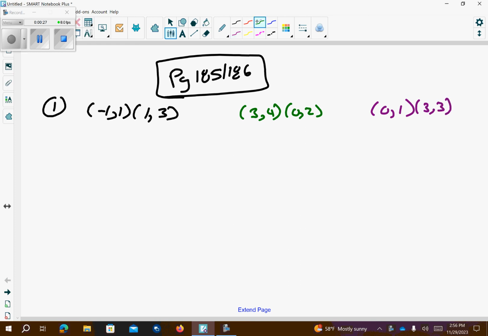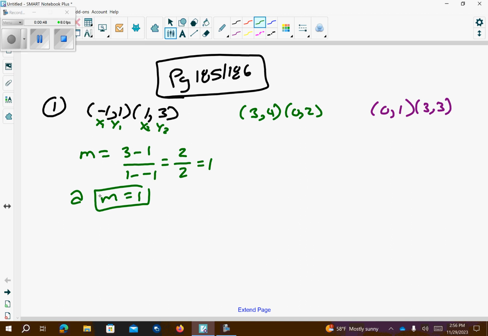So all I need to do for each of them is just find the slope. So I'm going to find the slope of 1, so x1, y1, x2, y2. That's going to be 3 minus 1, 1 minus minus 1, which is 2 over 2, which comes out to 1. So the first, I guess this is line A, has a slope of 1. Do the same thing for this next one, x1, y1, x2, y2. So find the slope of that. So it'll be y2 minus y1 over x2 minus x1. So that comes out to negative 2 over negative 3. So that comes to positive 2/3. So that's line B.